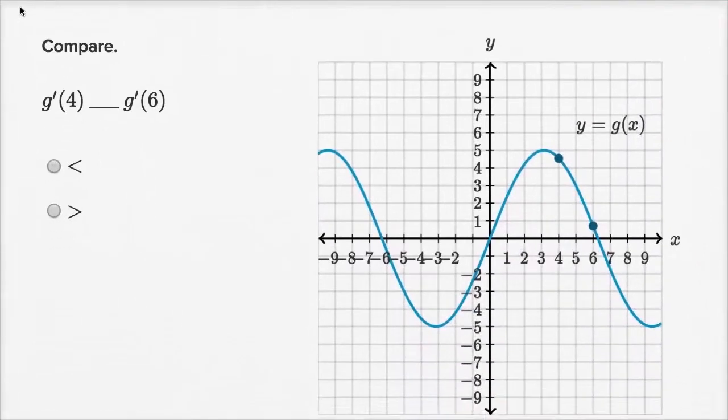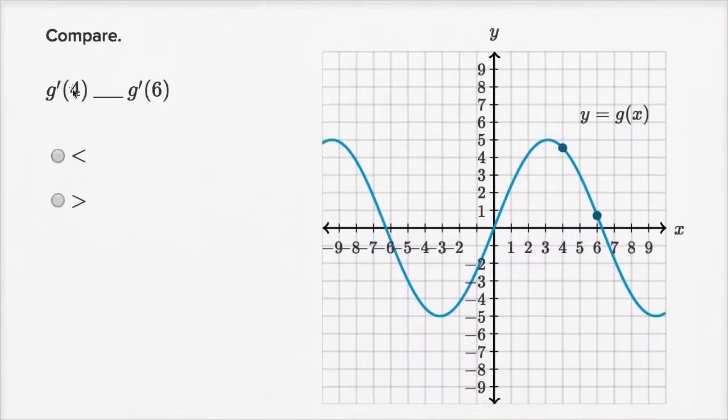All right, so they're telling us to compare the derivative of g at 4 to the derivative of g at 6, and which of these is greater. And like always, pause the video and see if you can figure this out. Well, this is just an exercise. Let's see if we were to make a line that indicates the slope there, and you could view this as a tangent line. So let me try to do that.